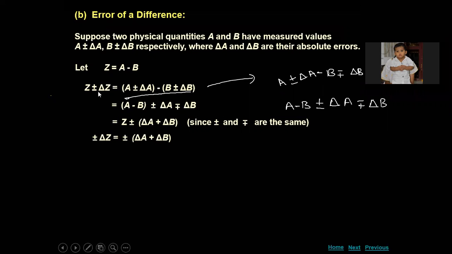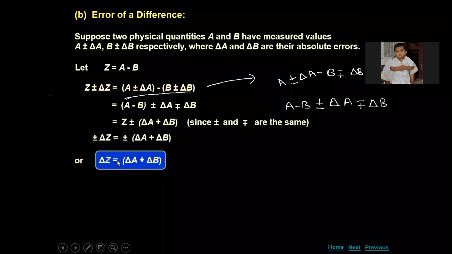Now, same as the previous step, if I write plus or minus delta Z, what do we get? Plus or minus delta Z is equal to plus or minus delta A plus delta B. Now what happens? Delta Z is equal to delta A plus delta B. See here, one thing you have to understand: in addition or summation, the resultant error is the sum of the errors. In subtraction also we are getting the same. This is what we have to note clearly.